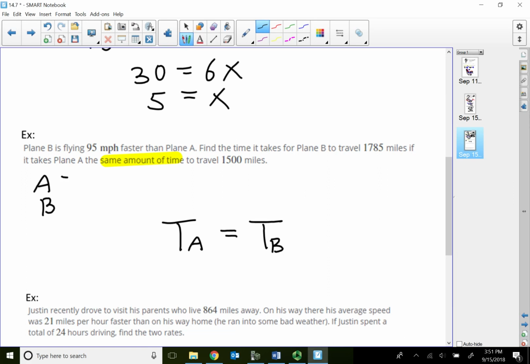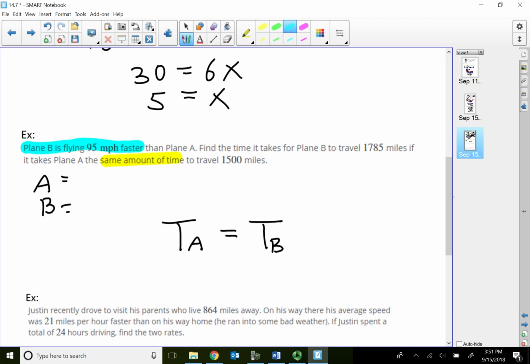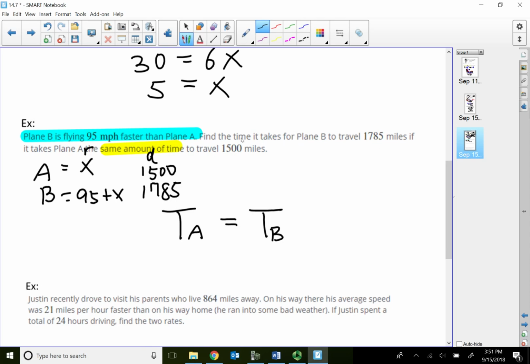So here I've got planes A and B. My first sentence: plane B is faster than A. A is listed at the end, so A will be x. So plane B is going to be 95 plus x. Faster than means we're translating for the speed, the rate. The distance for A is 1500 miles. Distance for B is 1785. Find the time it takes for each one to travel those distances in the same amount of time.